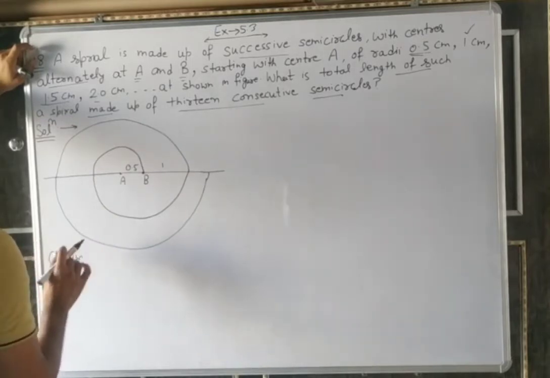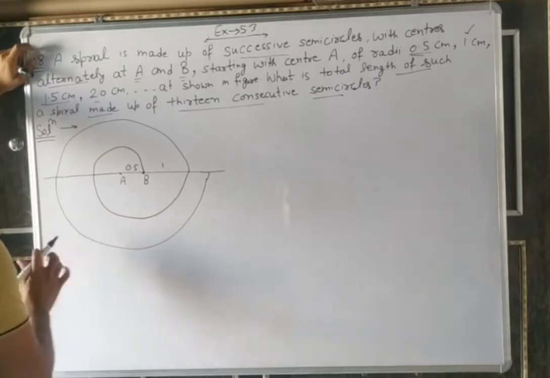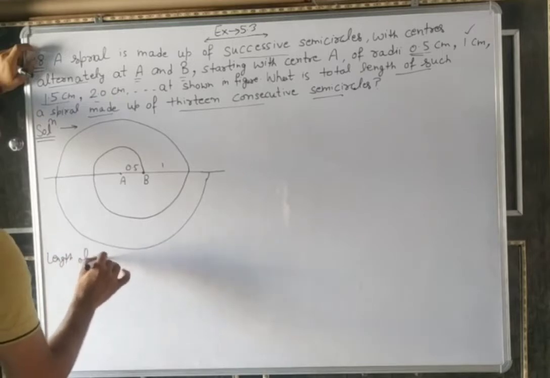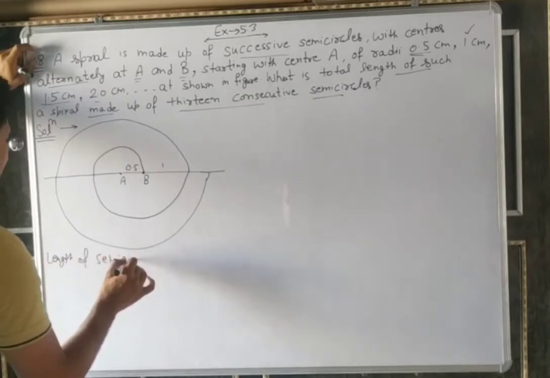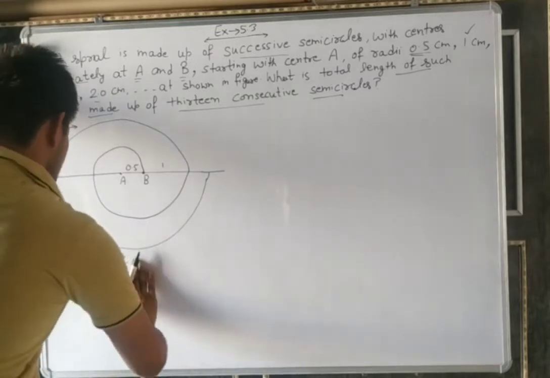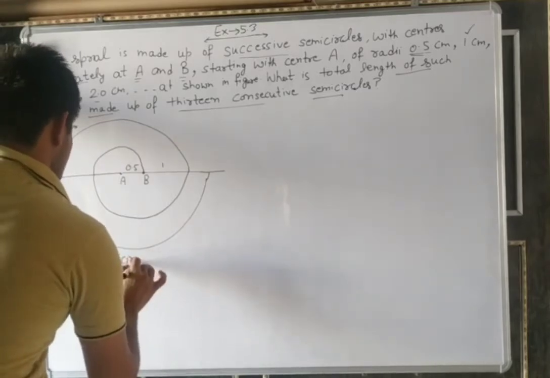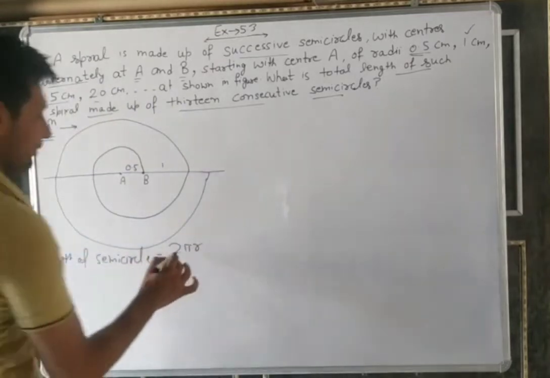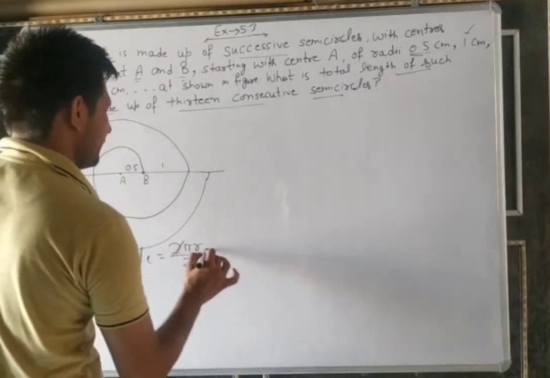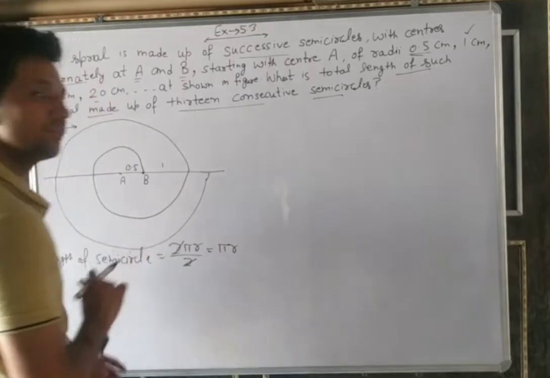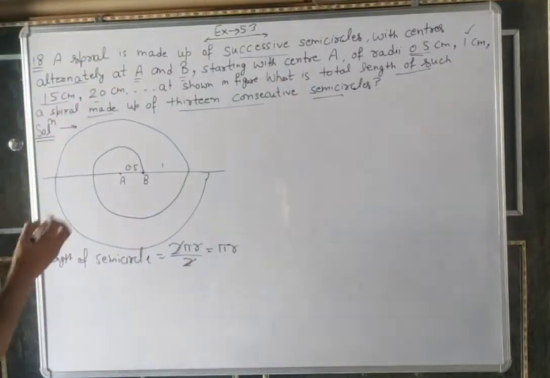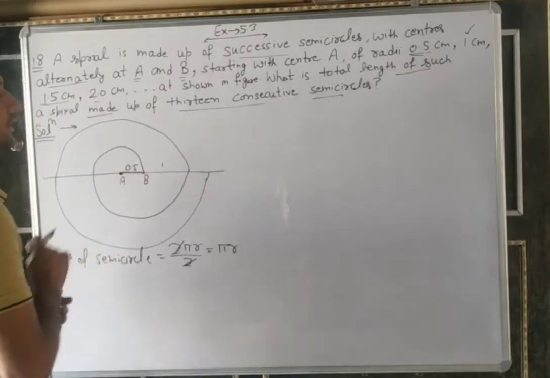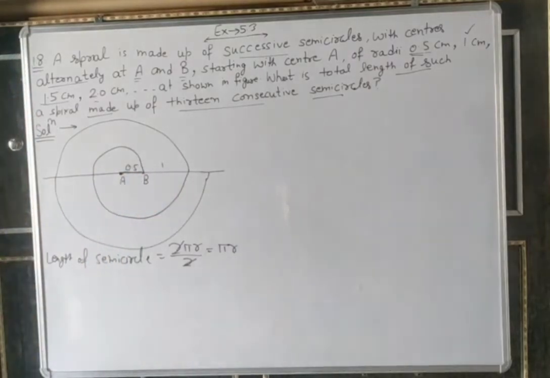The length of a semicircle: 2 pi r is the circle, divided by 2. How much? Pi r. Understand? Understand or not? So you can write first. What is the radius of the first? It is 0.5.